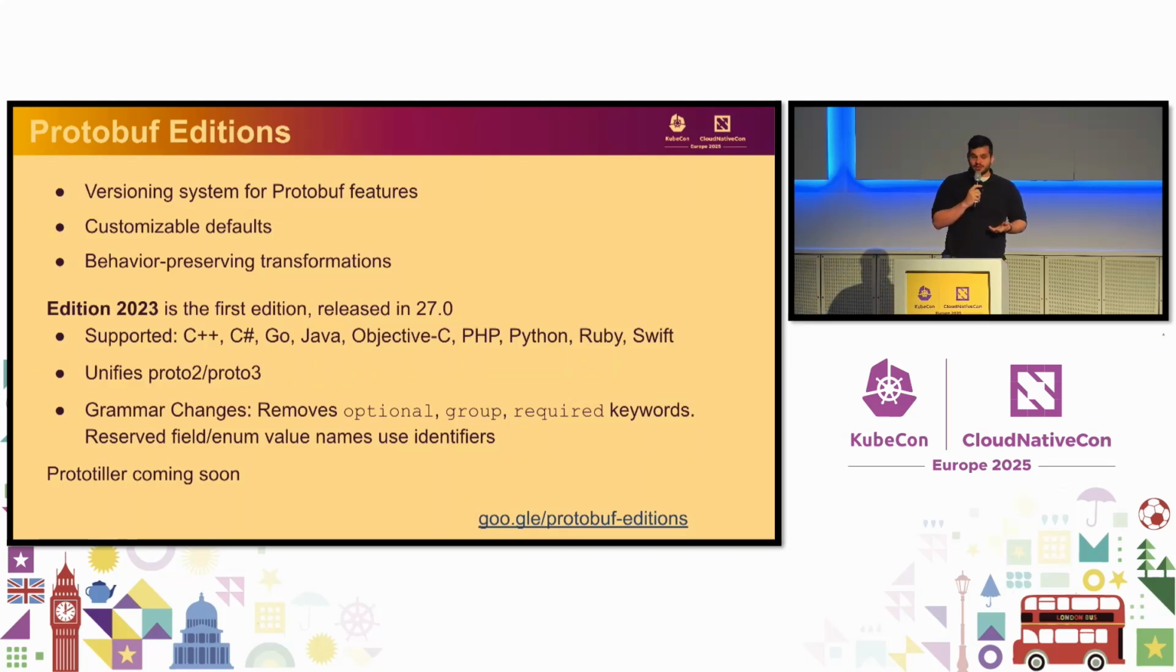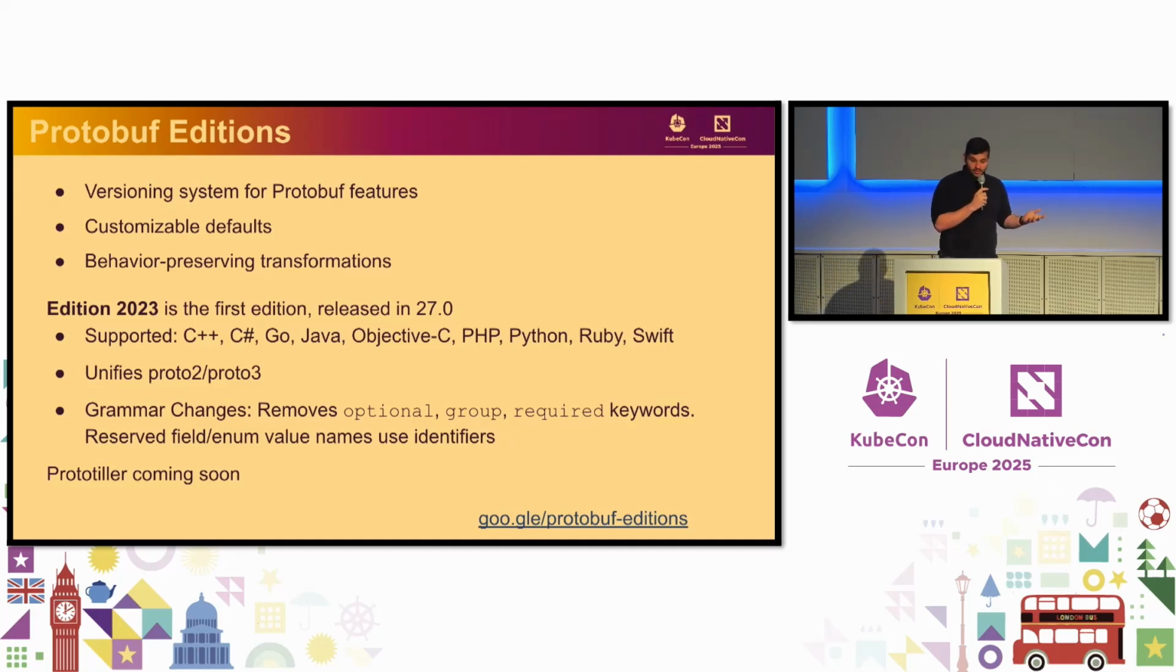Protobuf Edition 2023 is the first edition, and it essentially combines the features of proto2 and proto3, and it's supported in many languages. There are a few code changes you'll need to make to adopt protobuf editions, and you can find more details in the public documentation in the link below. We're also working on a new CLI tool called Prototiller to help with migrating these files, messages, and fields to new values for each feature.